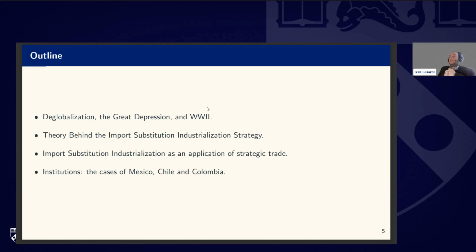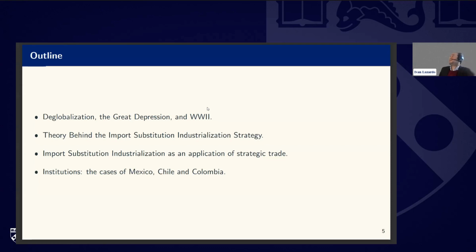Next, I would like to match this theory with the Latin American case. So basically, I would like to explore the evolution of the Latin American economy in the second half of the 20th century, and we can, to a certain extent, describe that period as a case study for the implementation of the import substitution strategy. And finally, the fourth and final section of this presentation is the evolution of institutions in three countries, in the case of Mexico, Chile, and Colombia, and why institutions are relevant here.